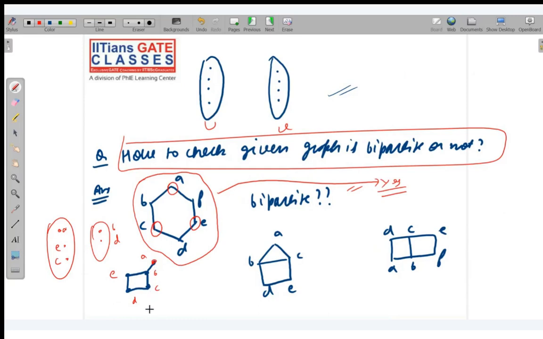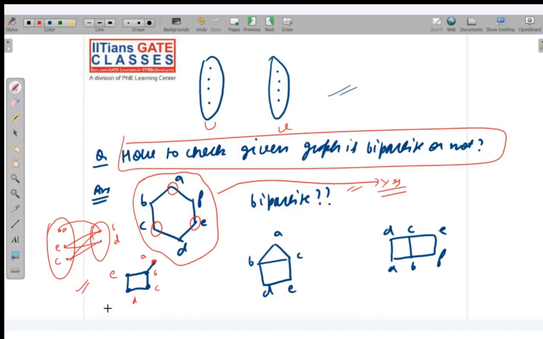Okay, so now our game is over. So I will say A to B edge is there, and then B to C is there, B to E is there, and then D to C is there, and D to E is there. That's it. So we have divided it. It is bipartite.